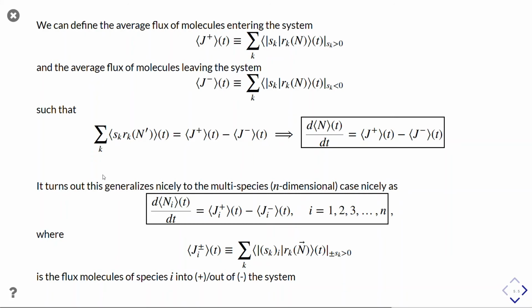And it turns out that this generalizes nicely to the multi-species case, or the arbitrary n-dimensional case, where we have that the time derivative of the average species abundance for species i is equal to the average flux of molecules of species i entering the system minus the average flux of molecules of species i leaving the system. This is true for any species in the network. And the definition of average flux generalizes rather simply, as is shown here. The only difference is that we need to put an index on the stoichiometry coefficient, and as well, the state variable becomes a state vector.